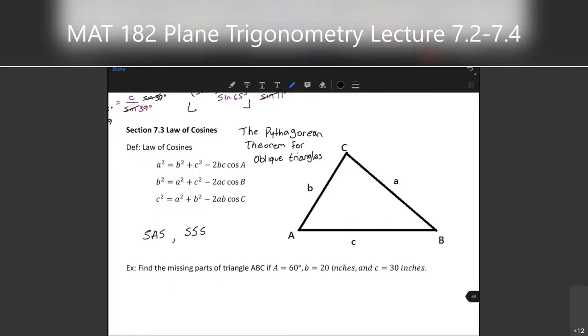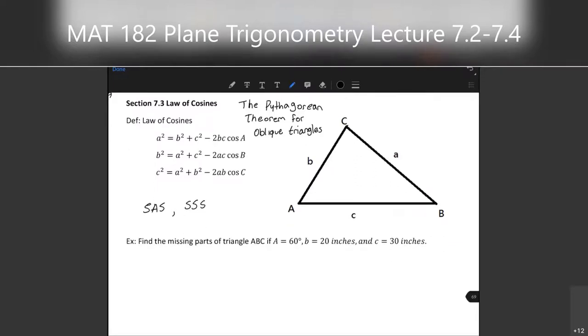So we'll do an example where we have both arrangements. So the first arrangement we'll have in a question, the first question in the section, is we want to find the missing parts of triangle ABC if we have one angle A, we have one side length B and side length C. So notice that we do not have a pair of angle and side together. So we have a side-angle-side case right here.